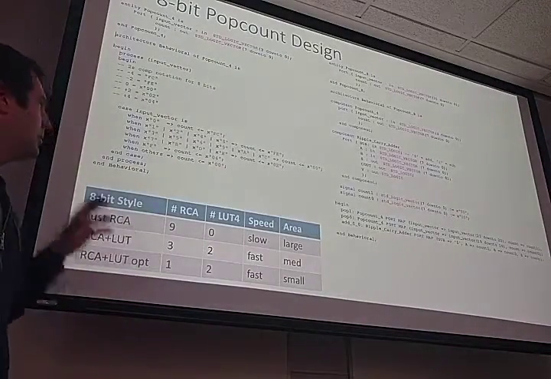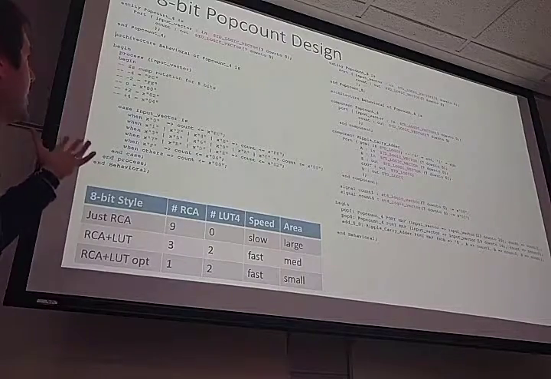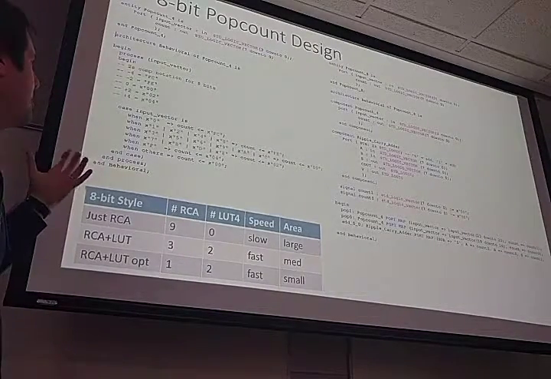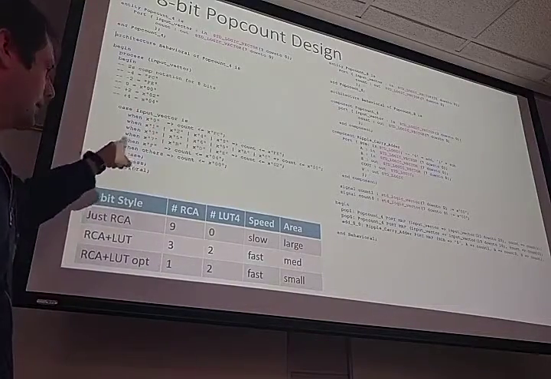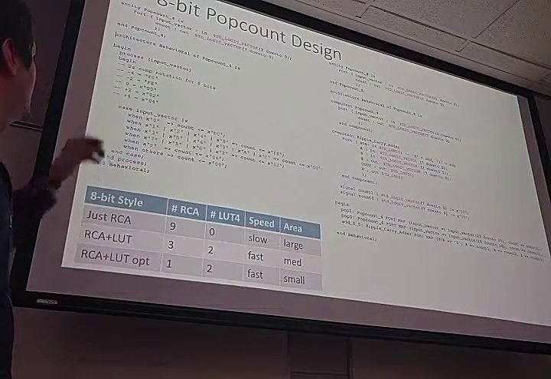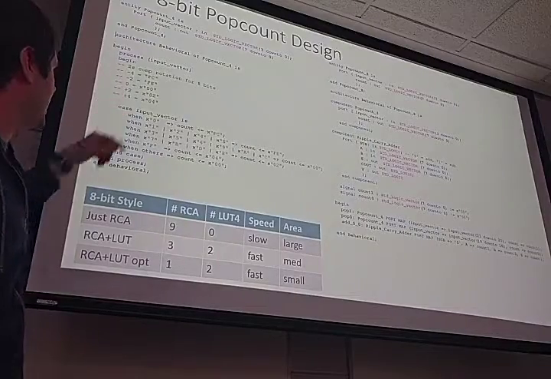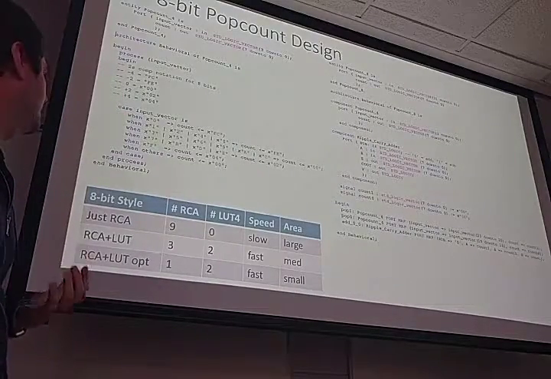So we coded this up into VHDL, so we have a simple 8-bit pop count design here. This is the code for our lookup table in accordance with the truth table in the previous slide. This is basically what it looks like in two's complement notation for 8 bits.